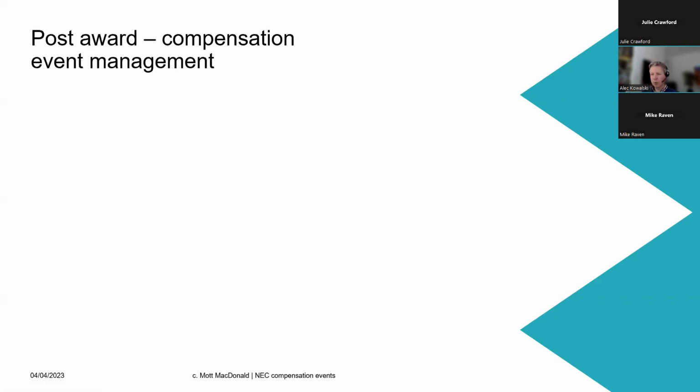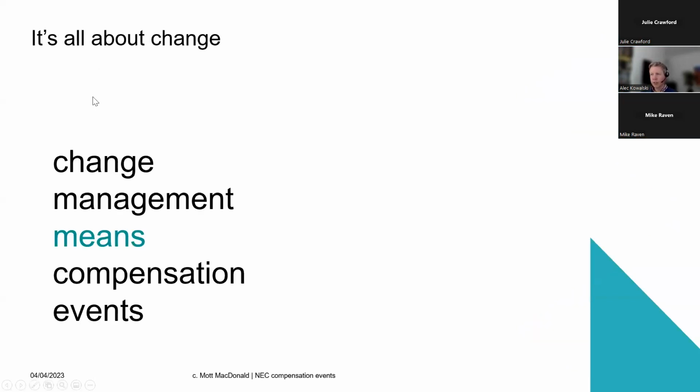And as we go, we've obviously got the plan, and the plan survives for as long as you make first contact with anything. And then there's undoubtedly going to be some sort of change. So how do we manage change? We manage it with compensation events. So what does that look like? Okay, so it's all about change. Change means compensation events.